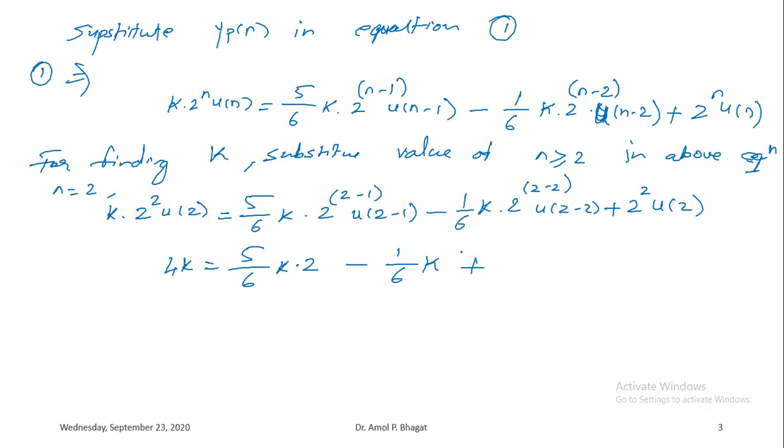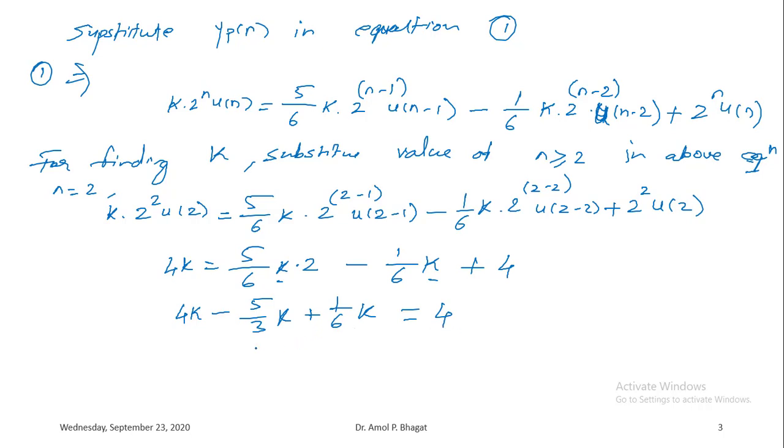And again it will be 2 square u of 2, so it will be 4, and u of 2 is 1. So simply this is the required equation. Again I can shift these terms of k to the left hand side and then solve it. So it will be simply 4k minus 5 by 3k plus 1 by 6k is equal to 4.